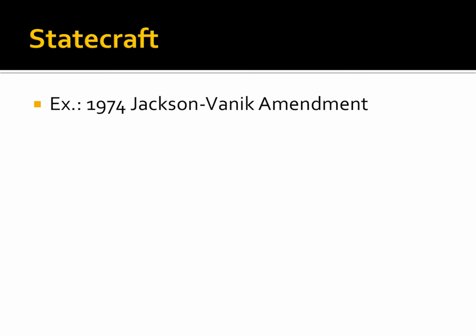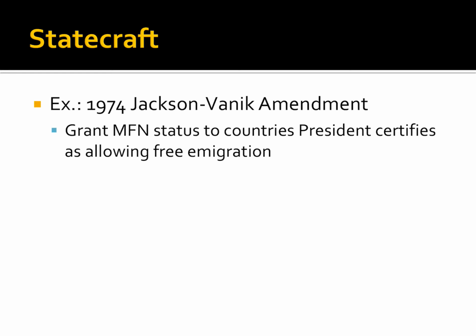So let's do a quick example here. Probably something you've never heard of before, but it was a very big thing at its time. Back in 1974, there was this new amendment passed by Congress called the Jackson-Vanik Amendment. So obviously 1974, it's the Cold War. And so what the United States does is grant MFN, Most Favored Nation status, to countries that the president certifies as allowing free immigration.